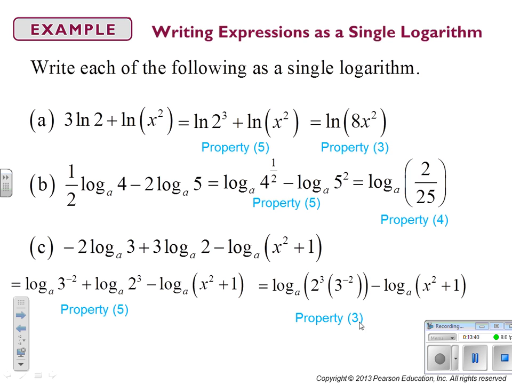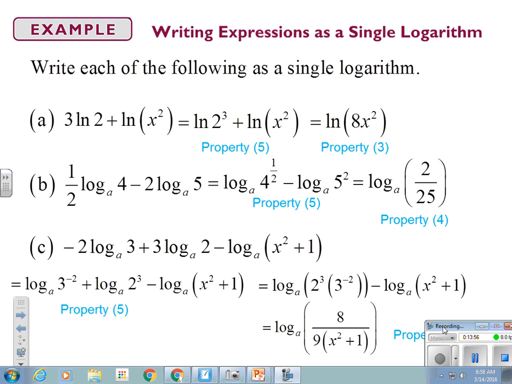They did it. So this is one more step. They combined the multiplication into one log. And then lastly, 2 cubed is 8, 3 to the negative 2. The negative 2 means bump it down to the denominator to get 3 squared. And this guy, because it's minus, is in the denominator.